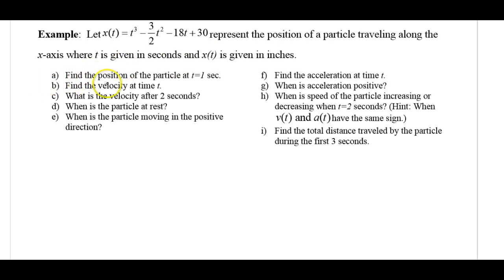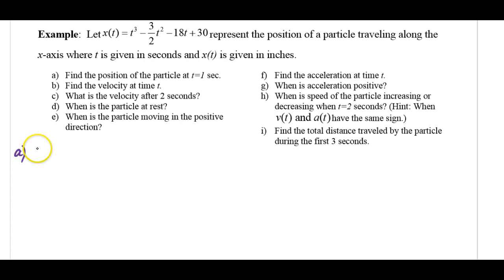For part A, find the position of the particle at t equals 1 second. So I'm interested in finding the position, and I'm given the position function. If I want the position at time t equals 1 second, and t is in seconds, I need only substitute 1 for t in this equation, and that will give me my position in inches.